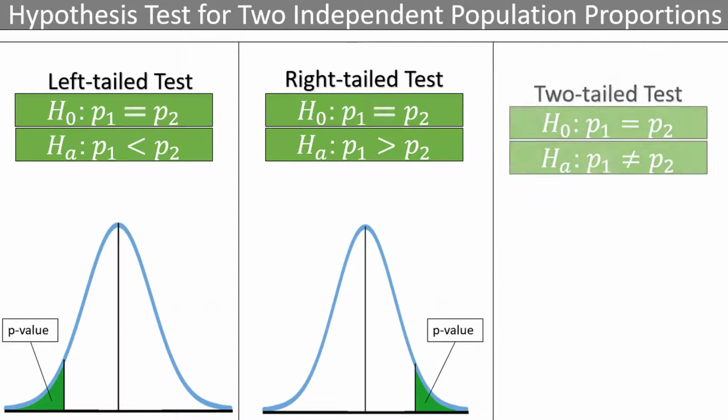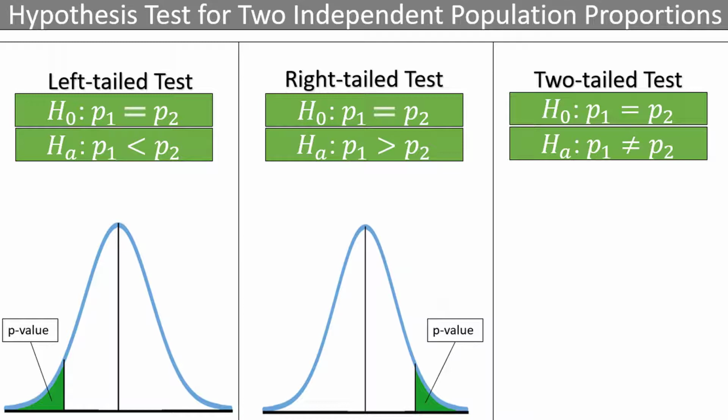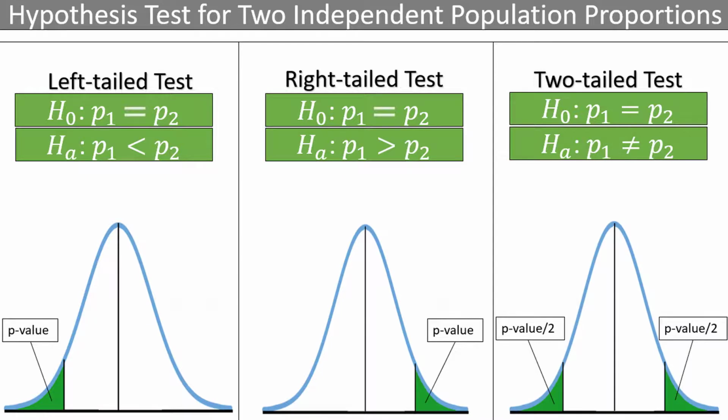For a two-tailed test, we believe there is a difference between the two population proportions, but we aren't sure which one is larger, indicated by a not equal to sign in the alternative hypothesis, and the p-value is the combined area in both tails. Let's go over the assumptions of the hypothesis test for two independent population proportions.